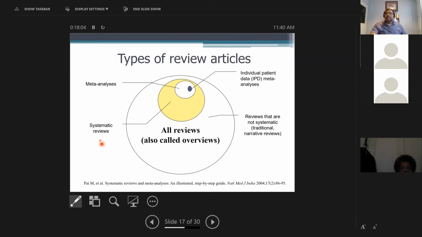The big circle is all review articles. Review articles, by definition, are not original studies. They are synthesizing all the literature on a given topic, right? I could write a review article on chloroquine for COVID, right? But review articles don't necessarily have a clear methodology, right?